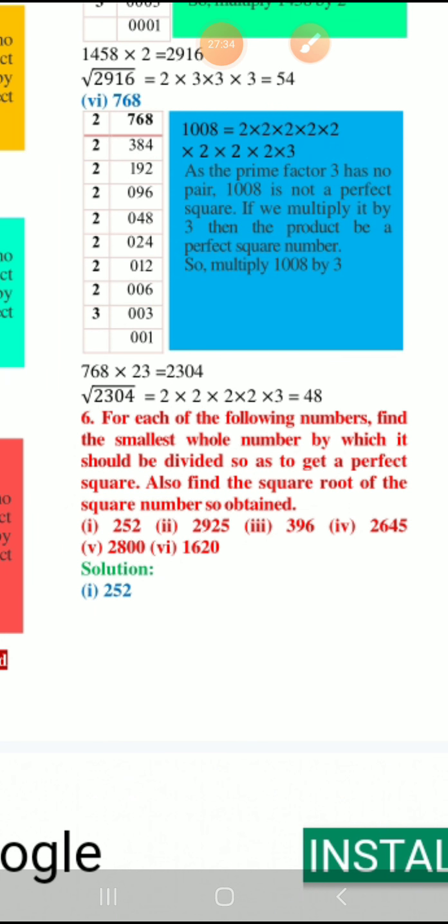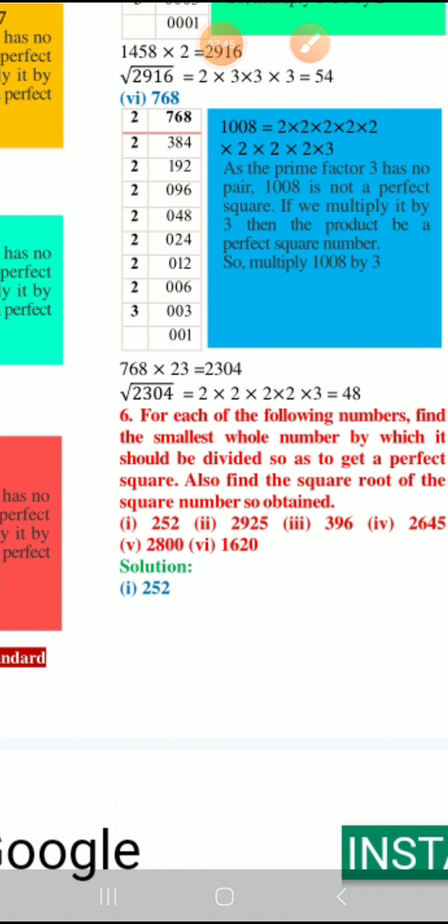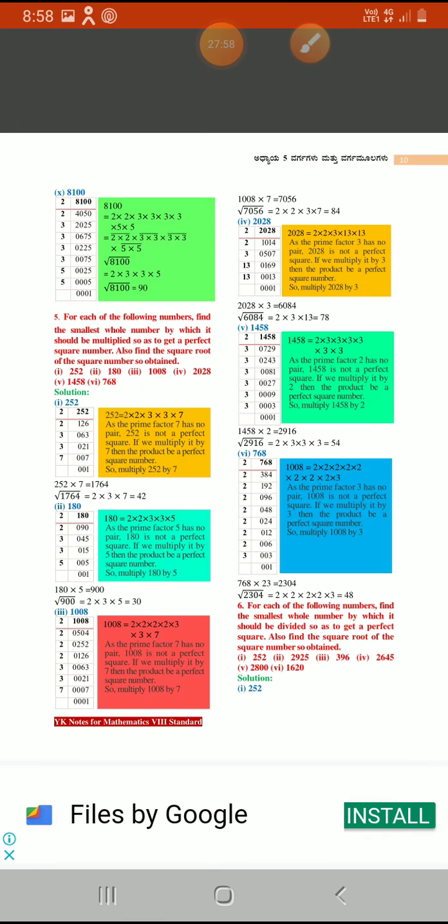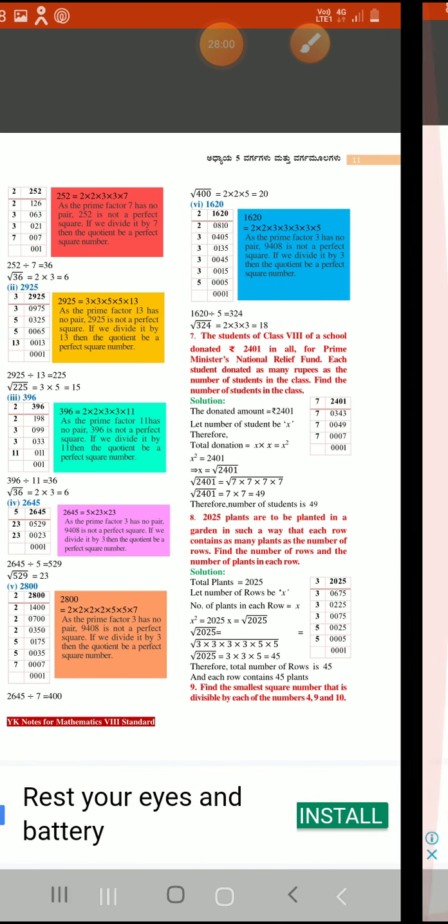Okay. So the next problem is the sixth one. For each of the following numbers, find the smallest whole number by which it should be divided so that we get a perfect square. In the previous problems we did it by multiplying; now we can do it by dividing. Also find the square root of the square number so obtained. So the first question is 252. Right, let's try to do that.